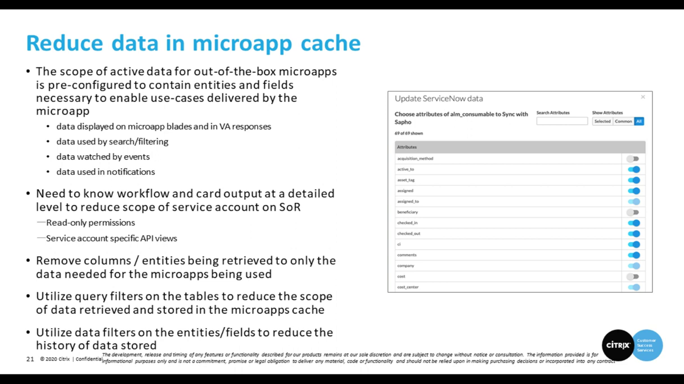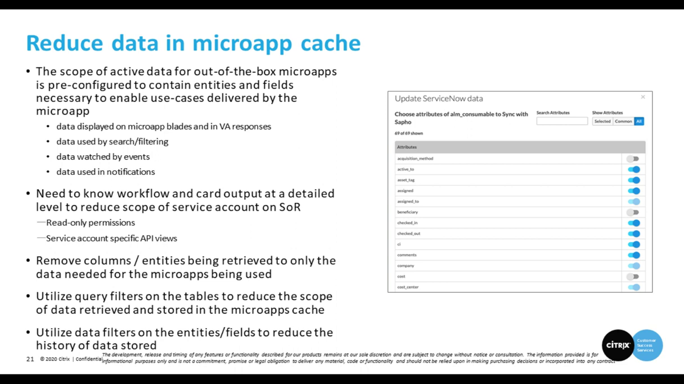Now, if you note here too, we're not looking at a scenario where we need to track, let's say, social security numbers or anything like that. We're only using data that is going to be available via the Microapp from the system of record that's built out of the box. And the need to process that particular type of data and know that workflow is really dependent upon the type of card output that you need, and any detailed levels would need to be understood by either the enterprise architect or the admin that sets up the system in order to effectively reduce the scope of the service account on a system of record.